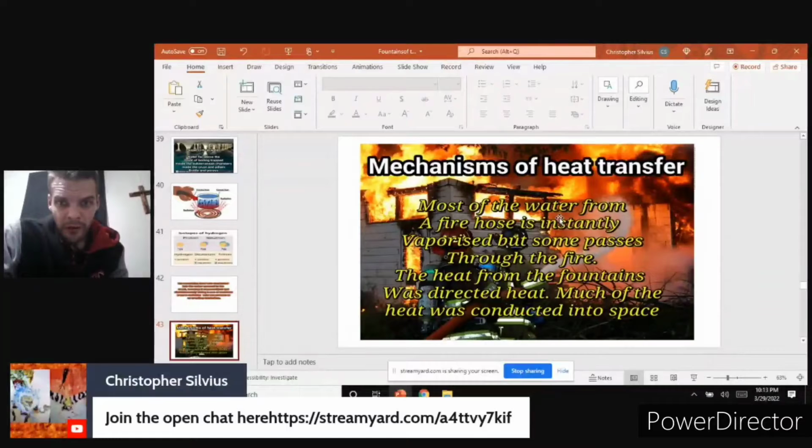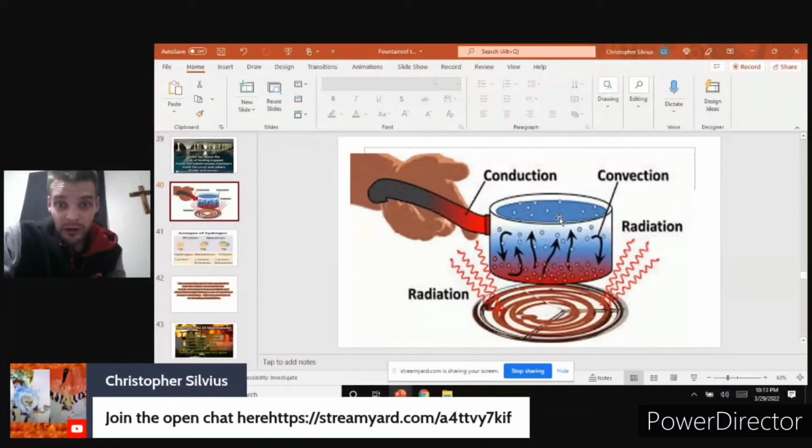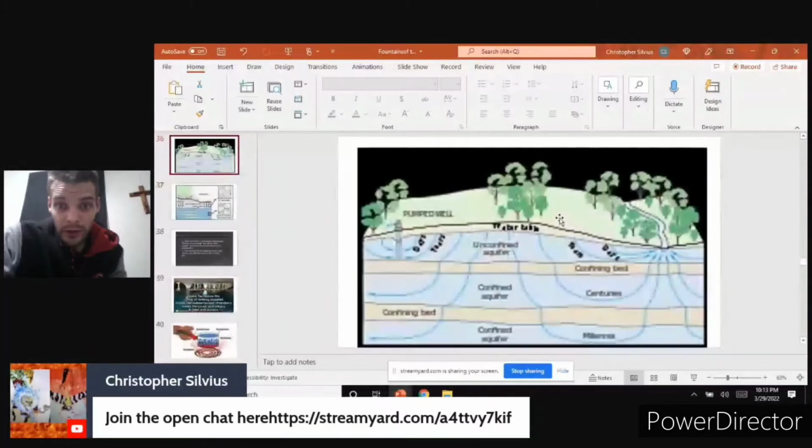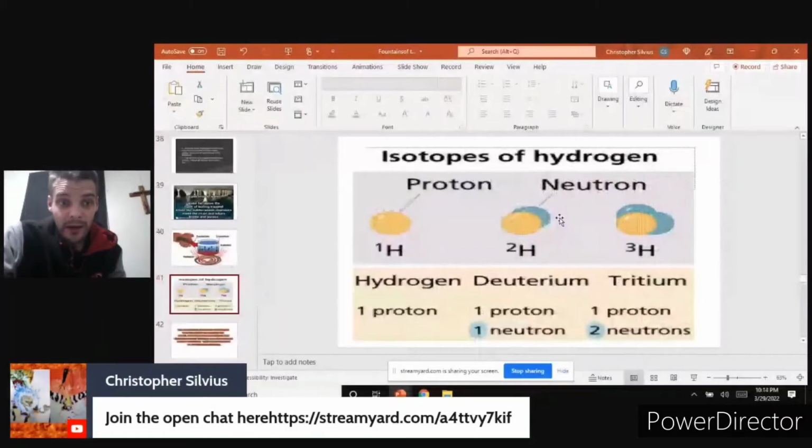Most of the water from a fire hose is instantly vaporized, but some of it actually passes through the fire. So the heat from the fountains was directed heat, and much of the heat was conducted straight out into space. And a lot of it could be just from the conduction, increasing the surface area, the heat that's being generated deep within, where those granite pillars are, coming up through the crust with more surface area because of all of the channels created by the water throughout the crust.